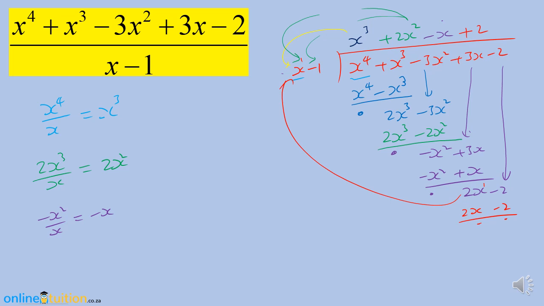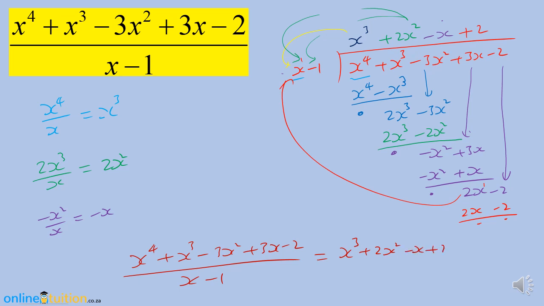And that is that this polynomial, x to the power 4 plus x cubed minus 3x squared plus 3x minus 2, when divided by x minus 1, goes in exactly this number of times. That number of times there. The remainder is 0. How cool is that?